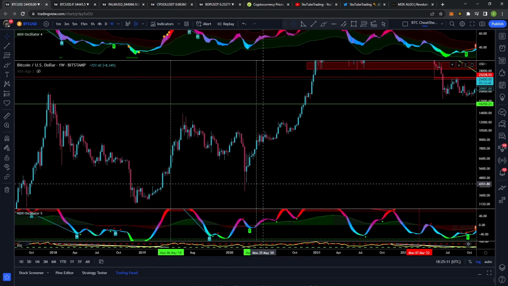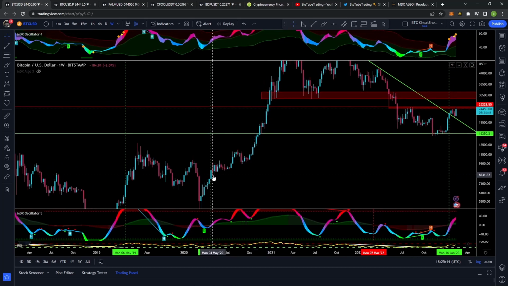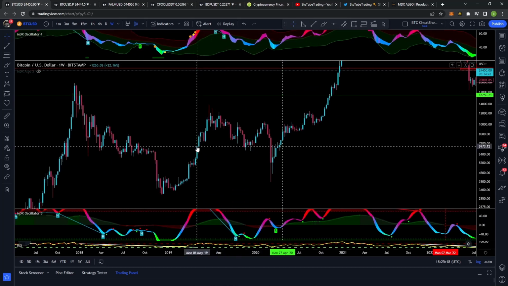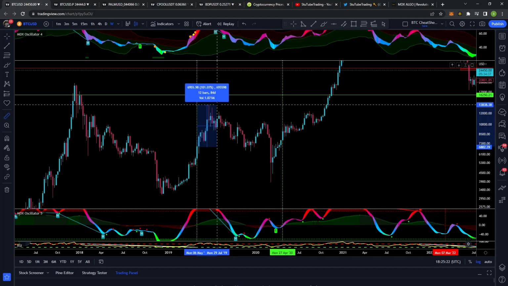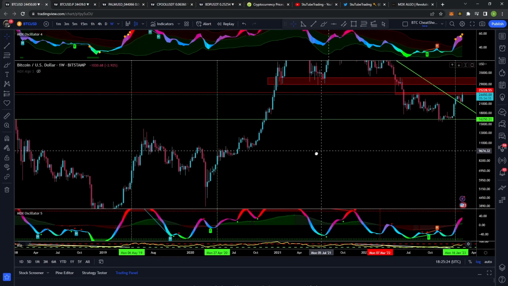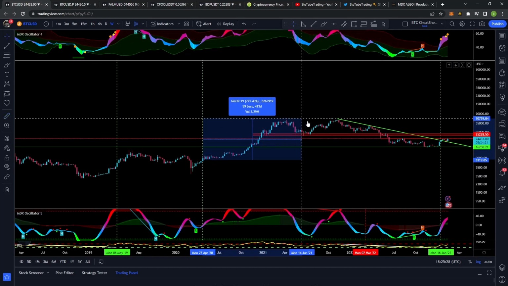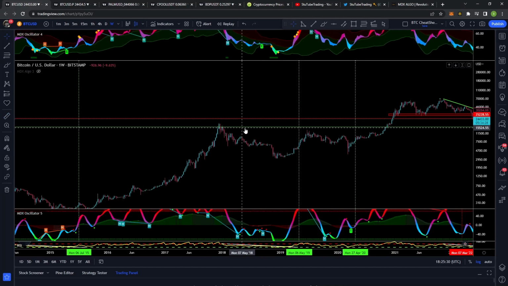Just to show you what I mean, here's the last time it happened. We got an absolutely massive pump. Even the time before that, yes, it missed half this pump, but that's still from this candle close to where it topped out, that was still another 100% move to the upside. Obviously, some of them have been much larger moves. That was more like 700%, something like that.